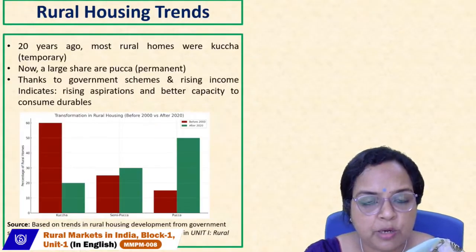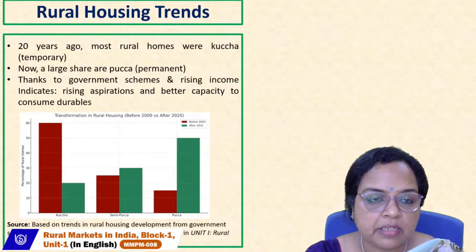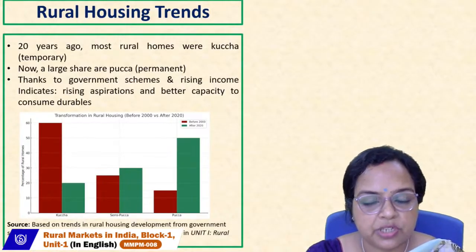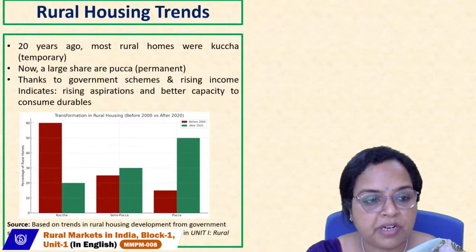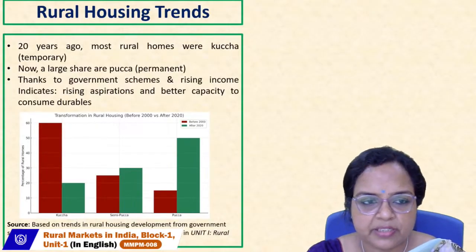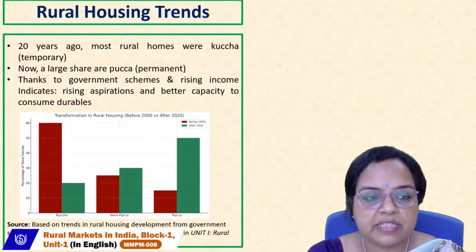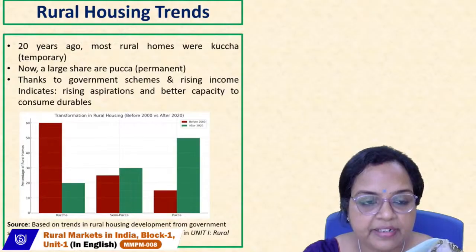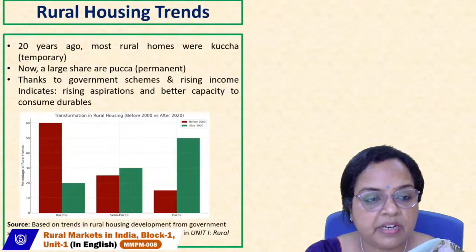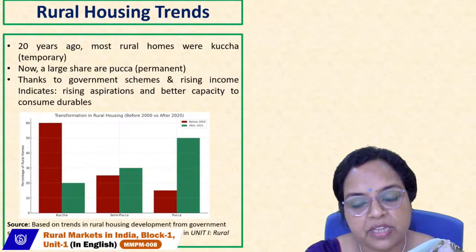When it comes to rural housing trends, 20 years back, most rural homes were kacha or temporary. Now a large share are pakka or permanent houses because of many factors, your government schemes, and the rising income of consumers. What does it indicate to marketers? It indicates rising aspiration and better capacity to buy consumer durables.